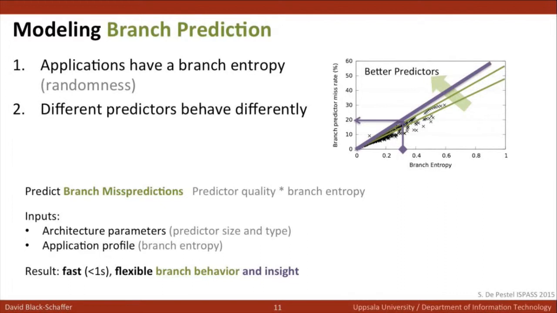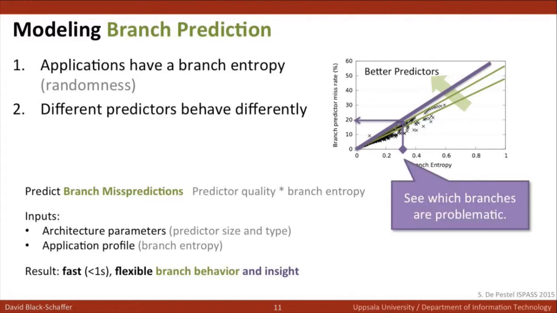We can go in and see which branches in the program are problematic. We can see which ones are going to respond better to which sort of branch predictor. Again, help the developer understand where the problems in the code are. Okay, so how do we put this all together in the ADEPT model?